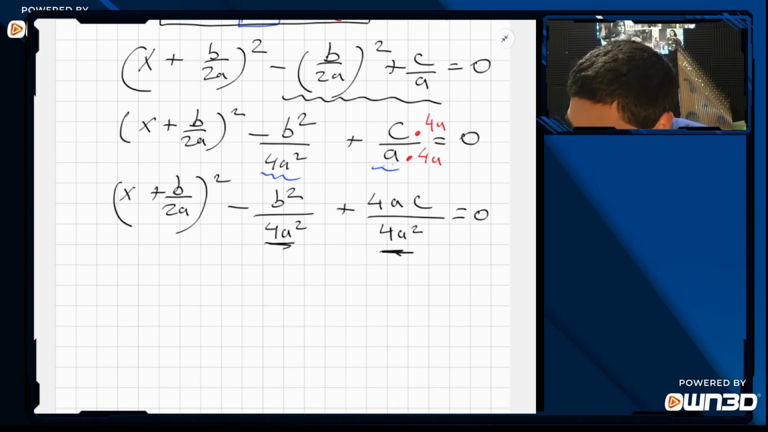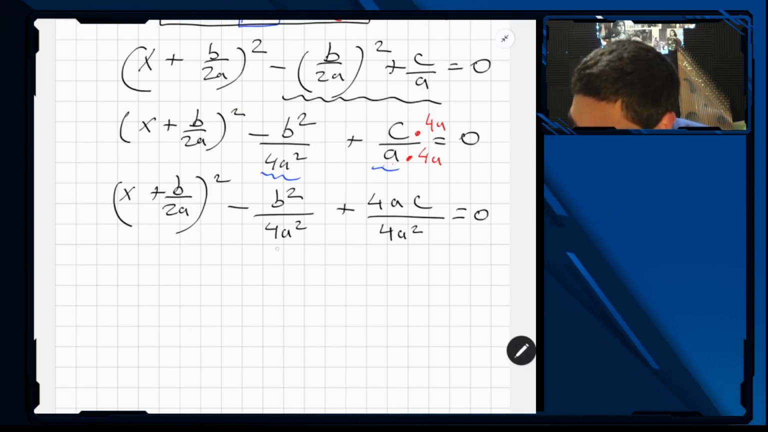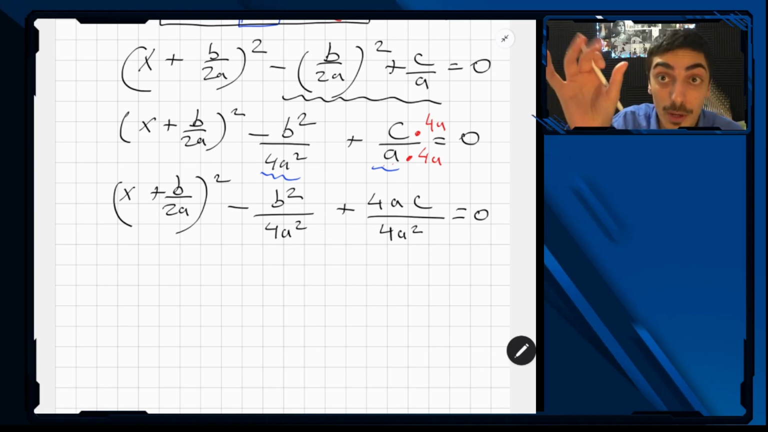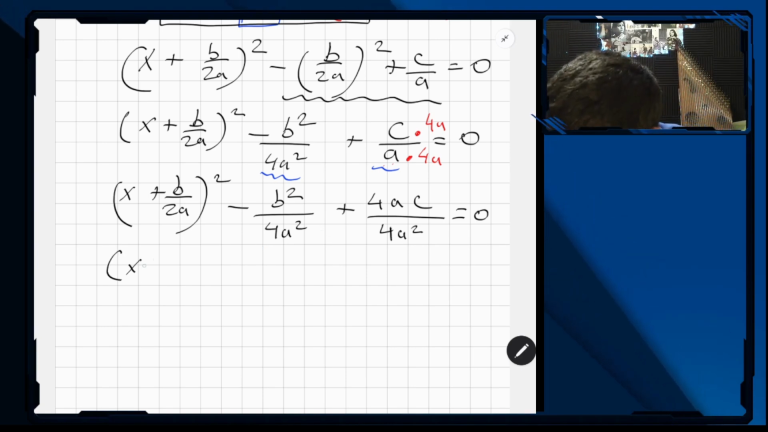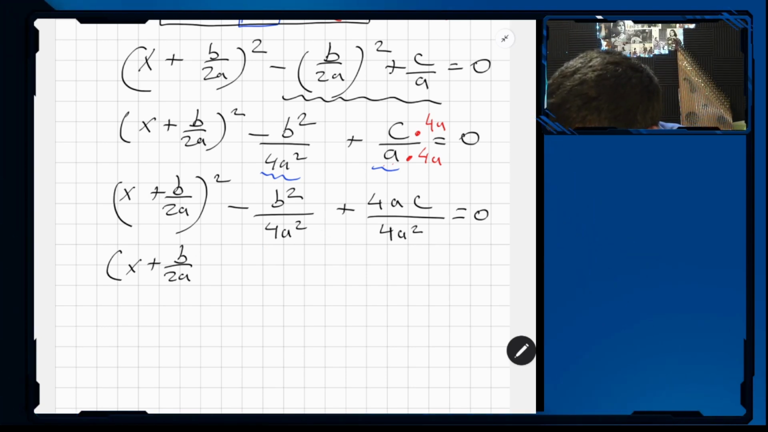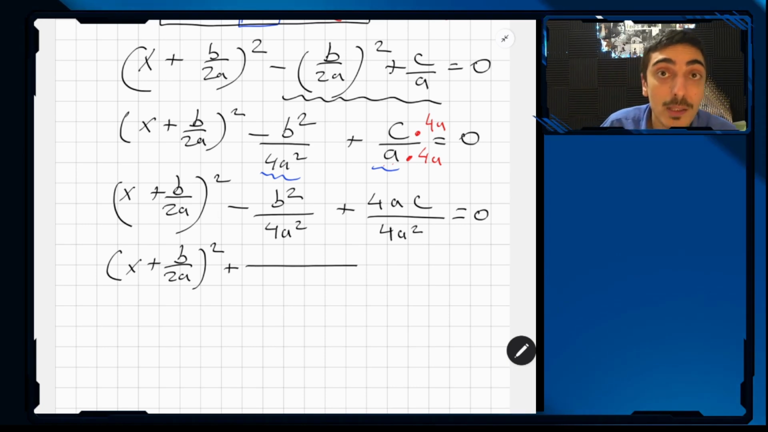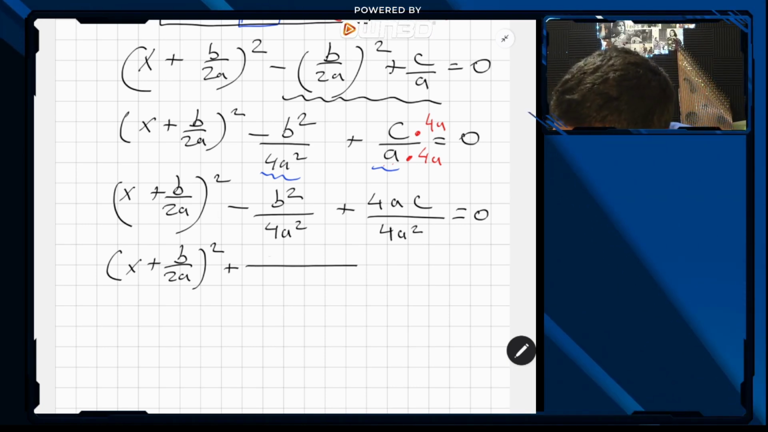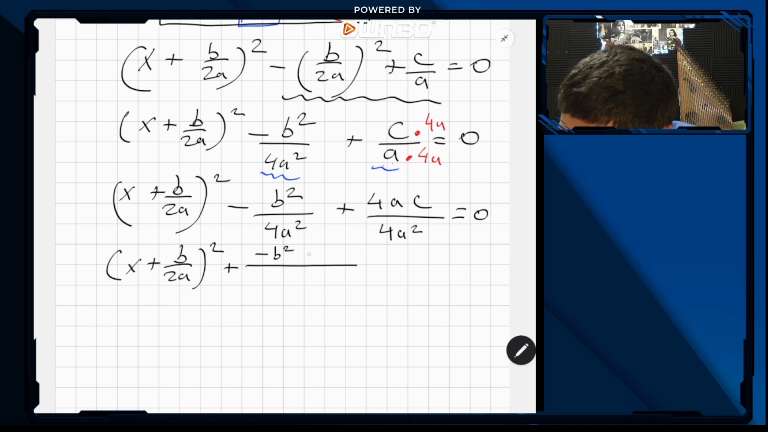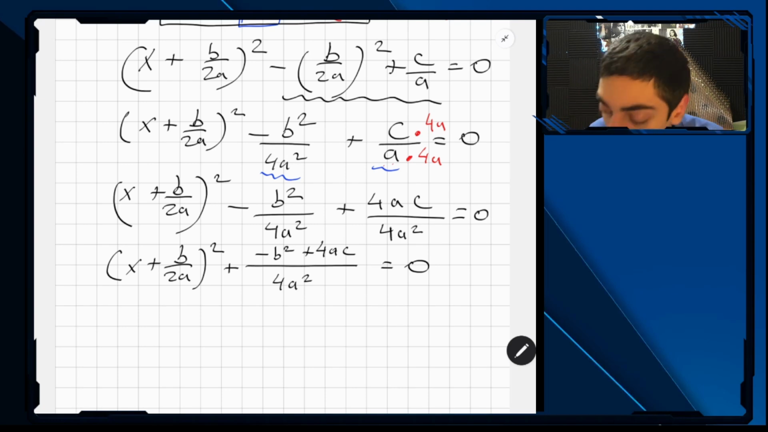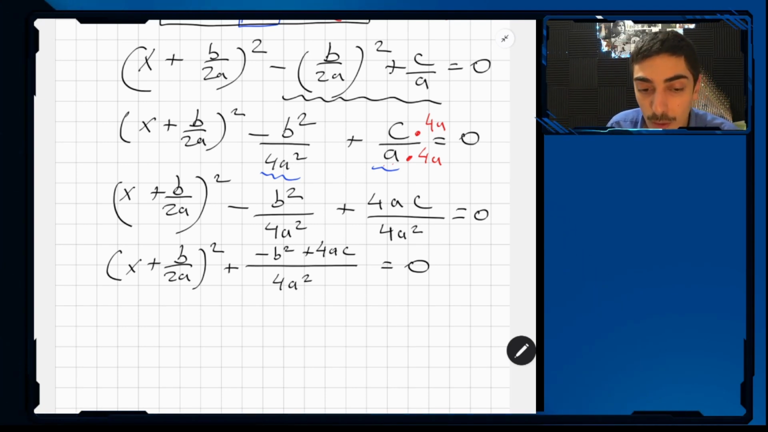And so here, how do I continue? Well, since I have the same denominator, I can add the numerators together. So you get x plus b over 2a, the whole thing squared here. And I'm going to write the same fraction for everything. So I'm going to put a plus outside. This is plus minus, but you don't see the plus. We don't write it. So plus, and then you have minus b squared, copied from here from the top, plus 4ac here, divided by 4a squared equals 0. Okay.